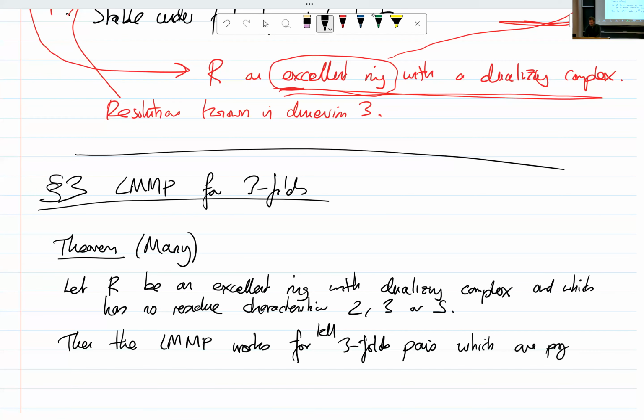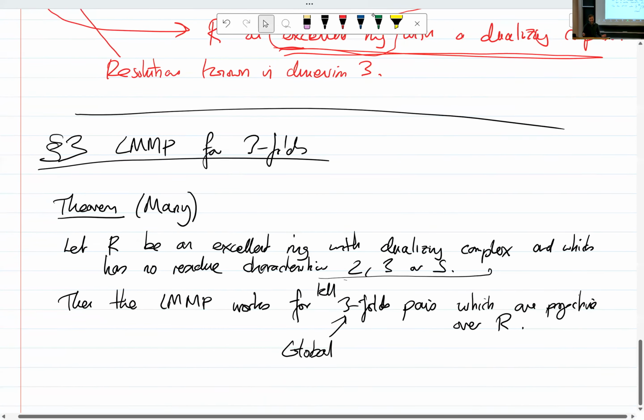Okay, and I should say this dimension assumption is global dimension, so it's not dimension 3 on top of the dimension of R, it's just dimension 3 over the base. But dimension is the global dimension of the scheme. Okay, so right, we know essentially now the MMP works away from these 3 characteristics if you're in dimension 3.